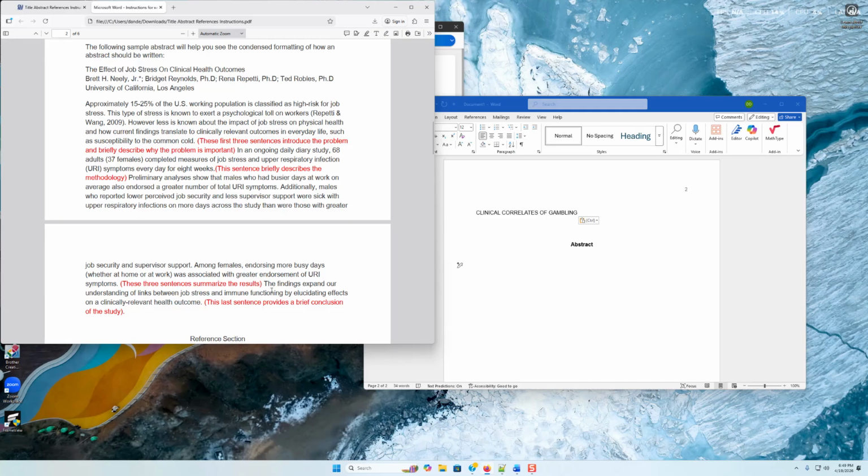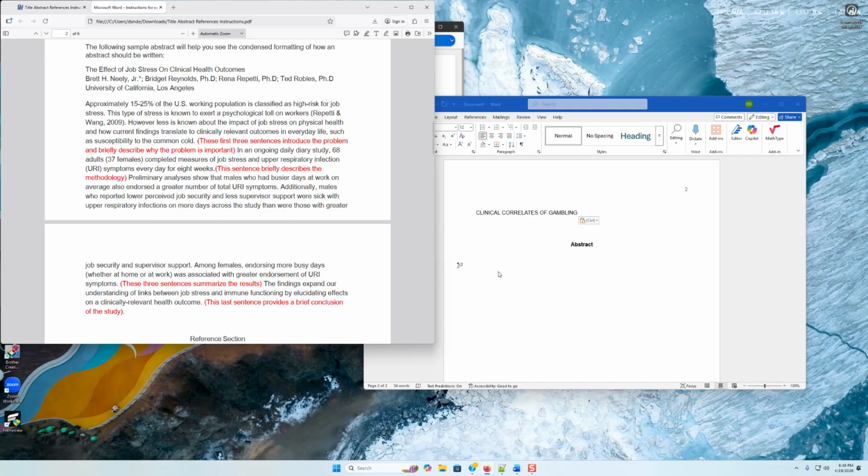The findings expand our understanding of the links between job stress and immune functioning, and that's the conclusion of the study. So there's no specific conclusion here. It's just talking about how we gain more knowledge in this area. You could add another sentence there and make it a 2-sentence conclusion, but keep the whole abstract to 150 words or less. It is a somewhat tricky thing to write in such a short amount of sentences, but it's important.